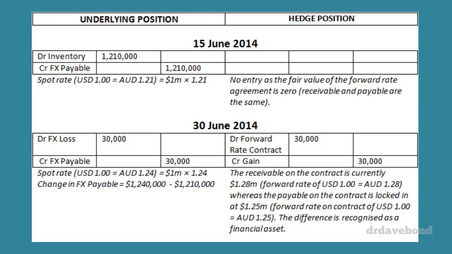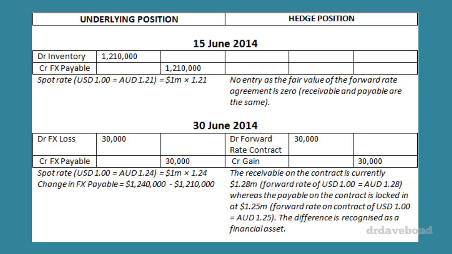If you're ever doing these sort of questions, I would absolutely advocate doing them in columns. So you've got the underlying position, and then on the same dates do the hedge position next to it. So you can much more easily see what's going on in the underlying and then what's going on in the hedge. It just makes the matching up a little bit easier to do.